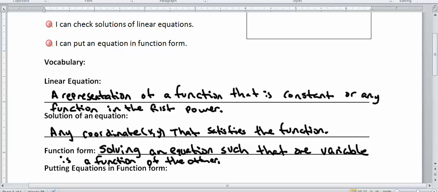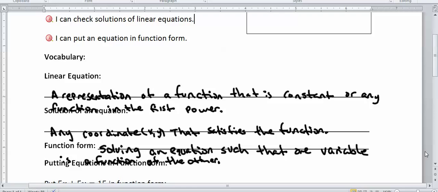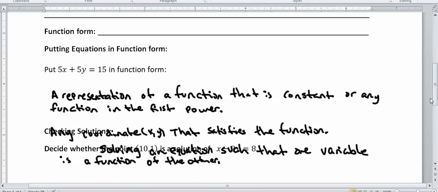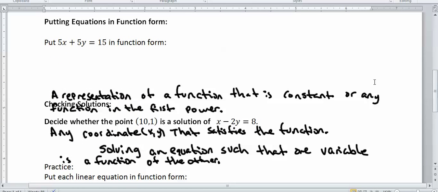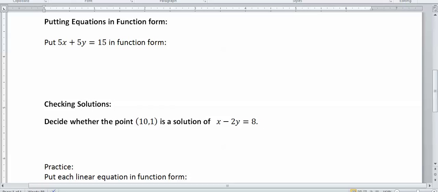Alright, so putting an equation in function form. Okay, so I want to put 5x plus 5y into function form. Now, granted, in function form you can solve for either x or y, because all we're doing is putting one variable as a function of another. So I want mine to be functions of x, because that's what we're going to be using the most often. Okay, so f of x just stands for function of x.